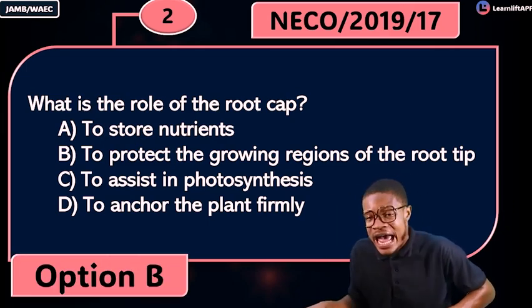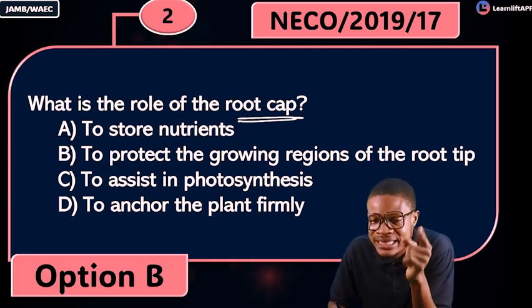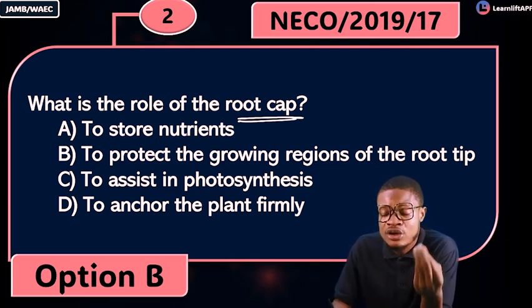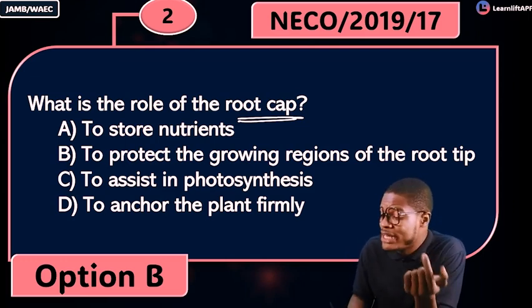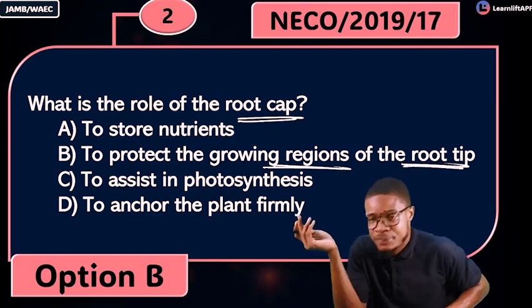To protect the growing region of the what? Root tip. Why? Because the root cap contains meristematic tissue. And the meristematic tissue is the region of what? Actively dividing cells. So what they do is that they protect the growing regions of the what? Root tip. That makes B the correct answer.